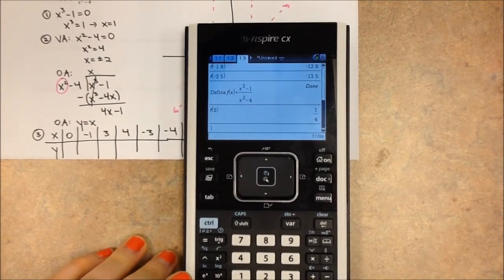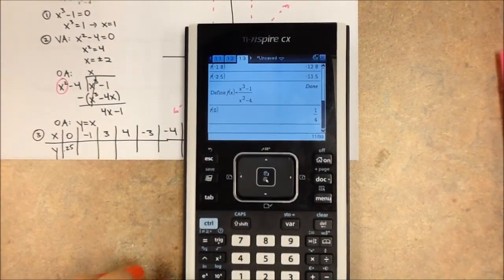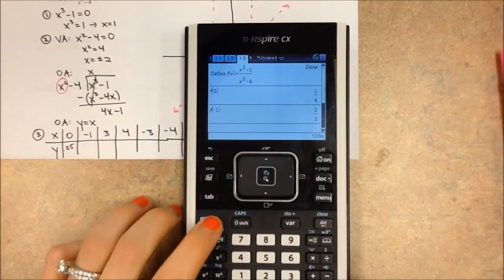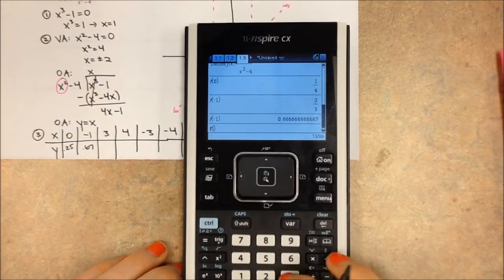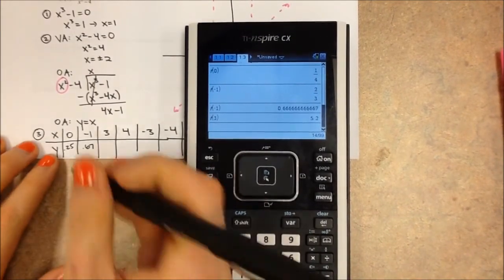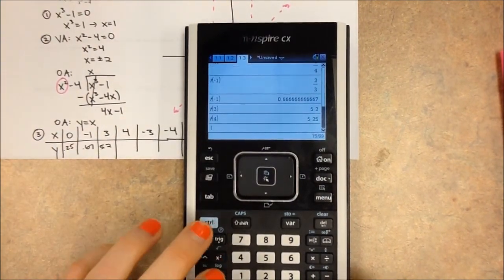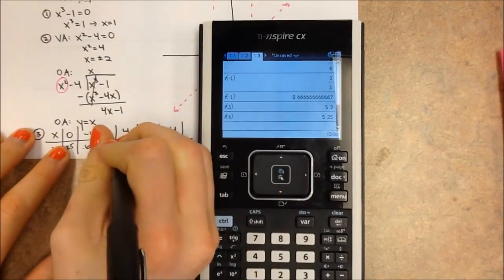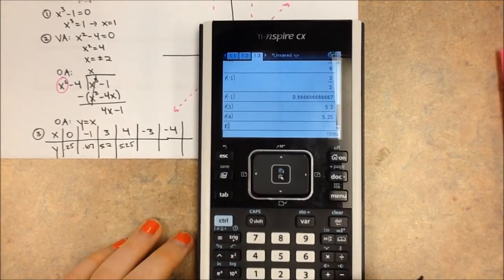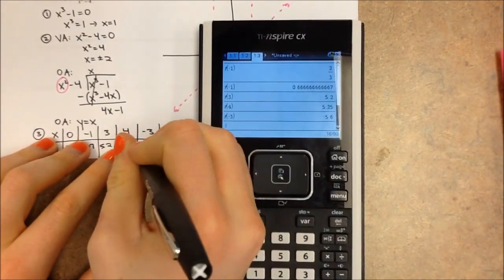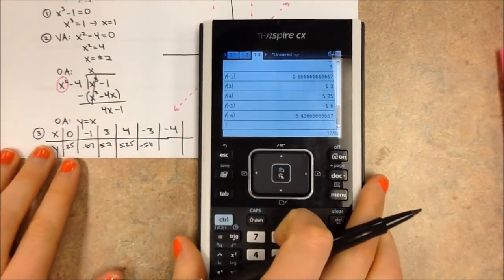So f of 0 is 1/4, or 0.25. F of -1 is 2/3, or 0.67. F of 3, whoops, not negative. F of 3 is 5.2. F of 4, 5.25. Okay, very close, so we'll see what that ends up looking like. And then off to the other side, f of -3 is -5.6. And f of -4, so this might be enough, we'll find out, -5.42.